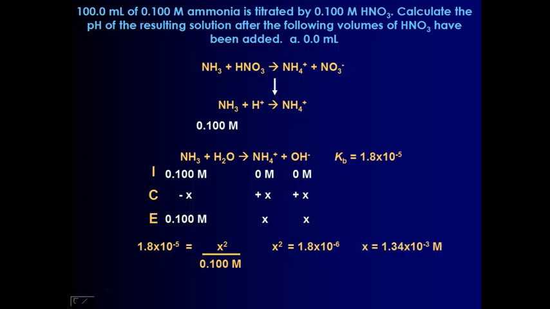So once we calculate our change in concentration, our x, we get that the concentration of the hydroxide is 1.34 times 10 to the negative third. We can use that to calculate our pOH of 2.872, and then our pH would be 14 minus that value, 11.128. So again, we can tell from this one that it is going to be basic, that the ammonia is the major species, and that our pH is going to be greater than 7.